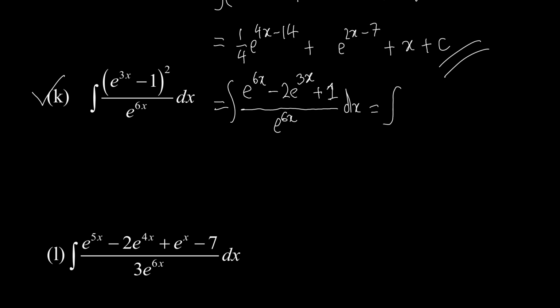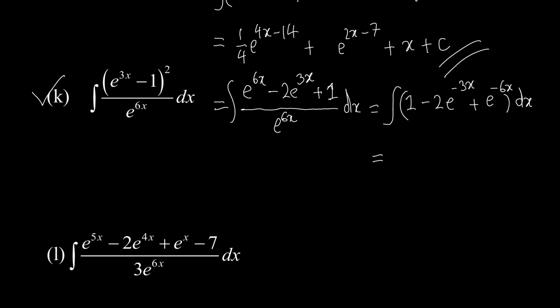We're going to do that. e to the power 6x divided by e to the power 6x gives us 1. Then negative 2 e to the power 3x minus 6x gives us e to the power negative 3x. Then another 1 by e to the power 6x gives us e to the power negative 6x, according to the rule of indices. Now we are reaching the last stage of the integration.